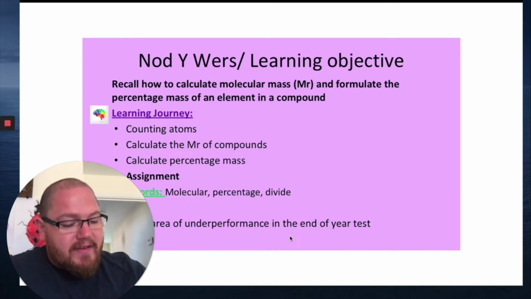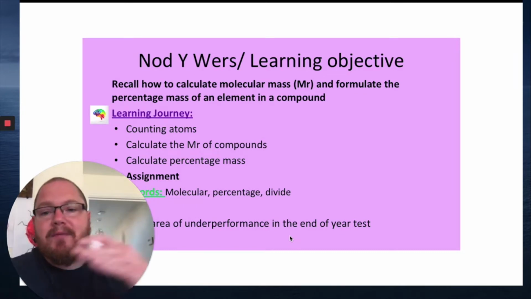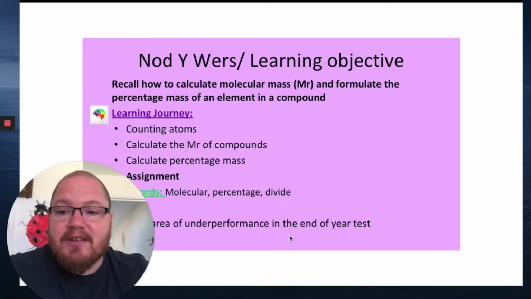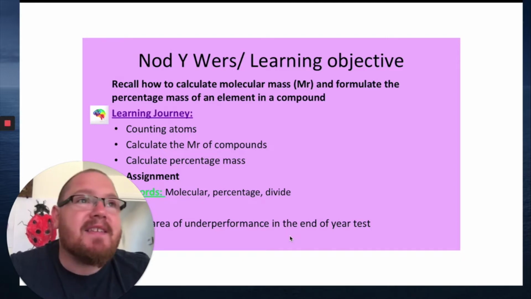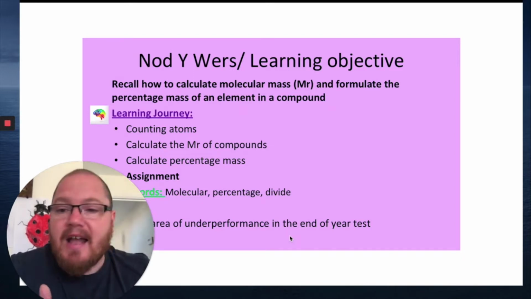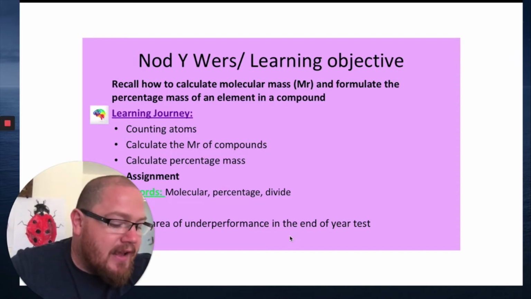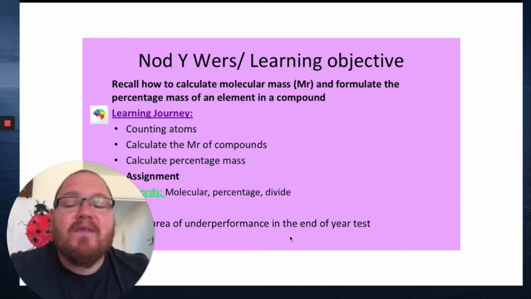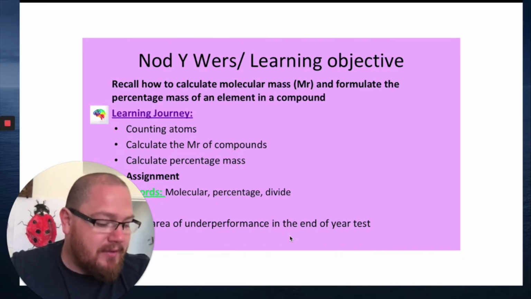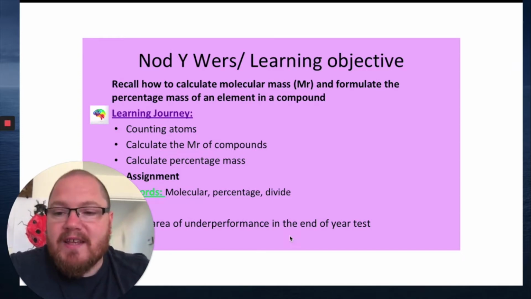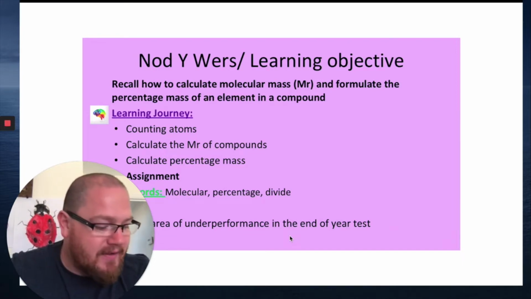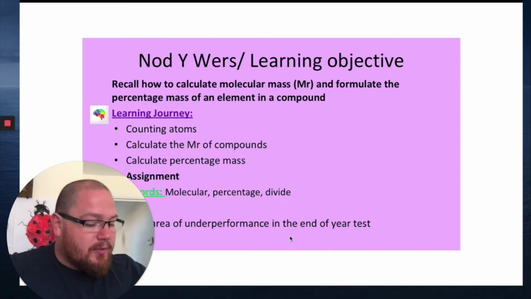I put a learning journey together this week, because in previous weeks we have been doing a step-by-step, and I think it's nice to know what we're going to be doing in advance. So first of all, we're just going to be counting atoms. This to me is quite easy, accessible to anyone so long as you listen. Calculate the MR. That again is very achievable, providing you've got the periodic table. And then the percentage mass, maybe then more aimed towards the key stage for year 9 and 10s. But as I always say, year 7s and 8s have a crack. You're losing nothing. And then the assignment. So we've got the keywords there: molecular, percentage, and divide.